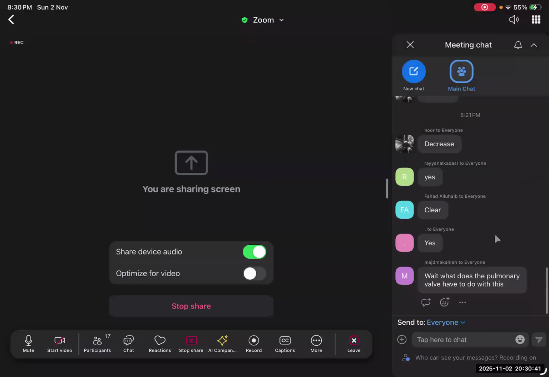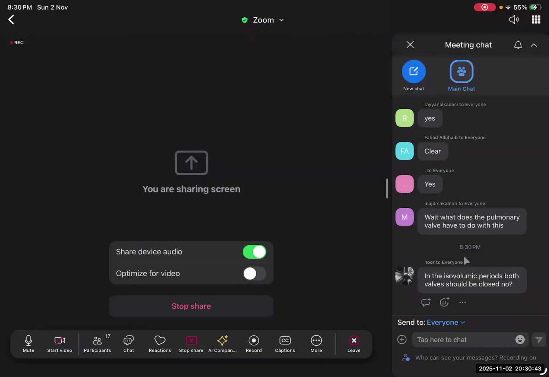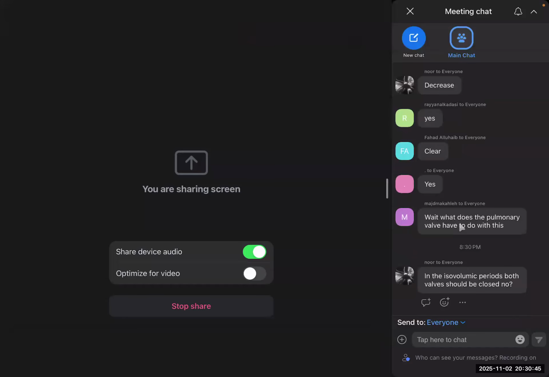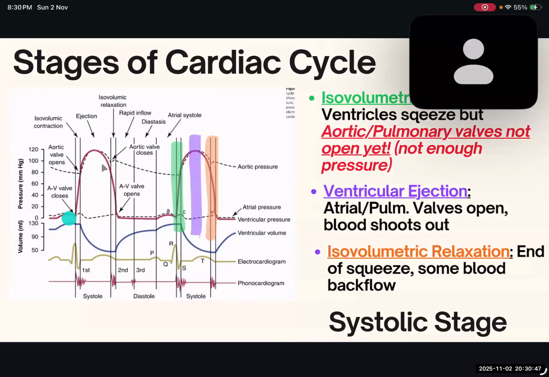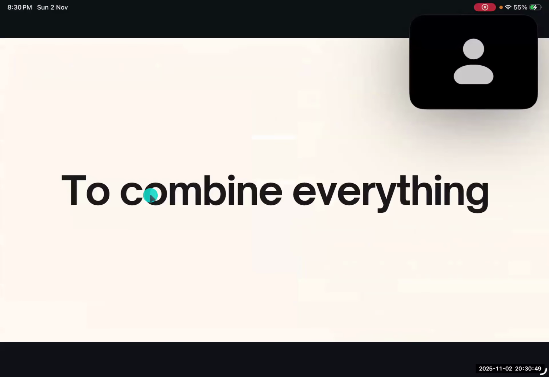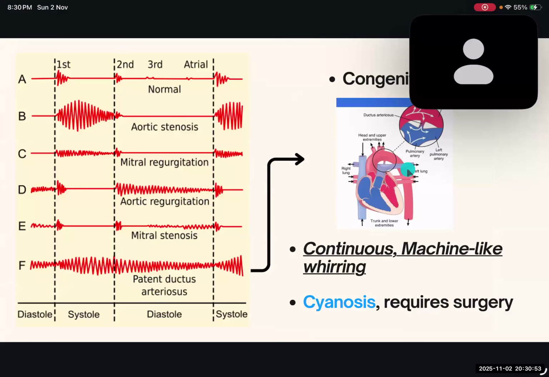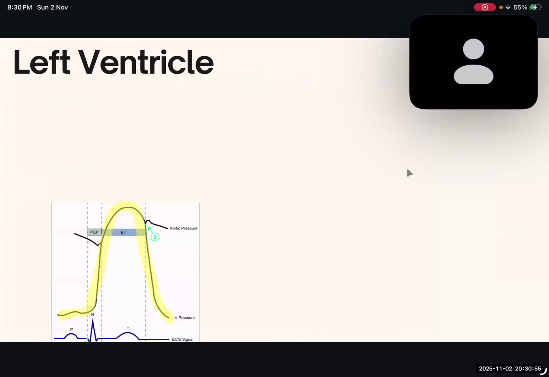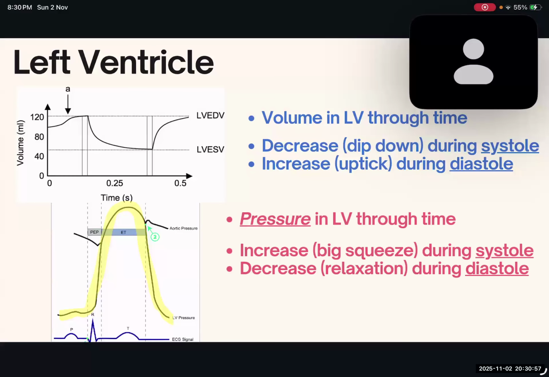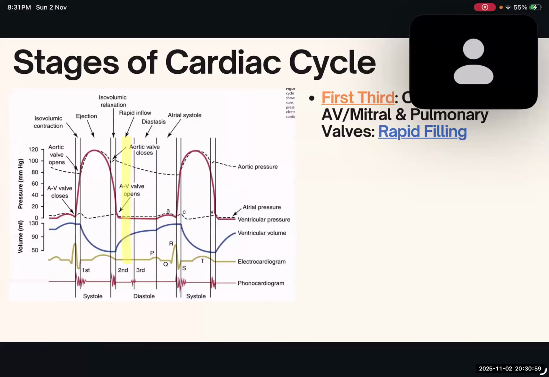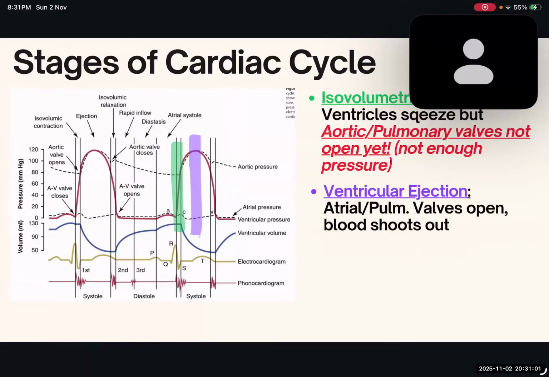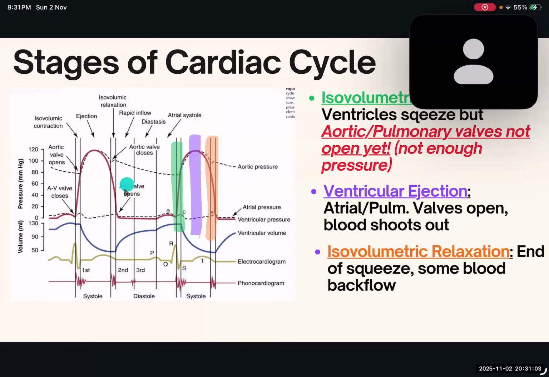Okay, what does the pulmonary valve have to do with this? Let's answer the first question. So the pulmonary valve is not measured here, okay? But the idea is the same, that we need pressure to open the pulmonary valve. It's much lower. It's not present in the cardiac cycle. So honestly, you can just ignore it. The pulmonary valve doesn't have anything to do with this chart specifically, but it's the same concept, okay?